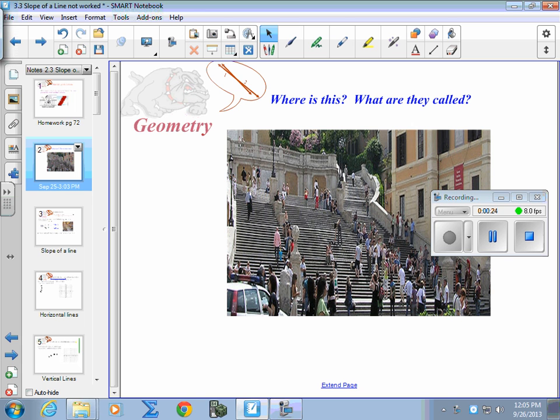So my first question is, where is this? In Rome, and what is it? The Spanish Steps. All right. The reason I have a picture of this is because when we talk about slope, when contractors build stairs, they are concerned about the slope. The steeper the stairs, the larger the slope number.